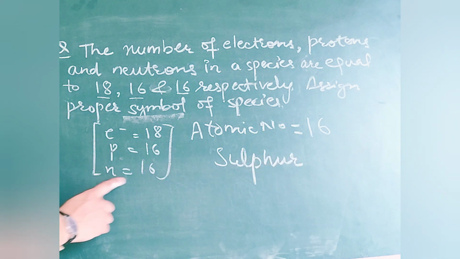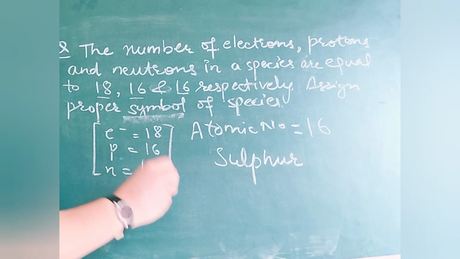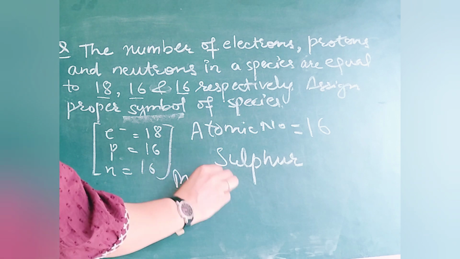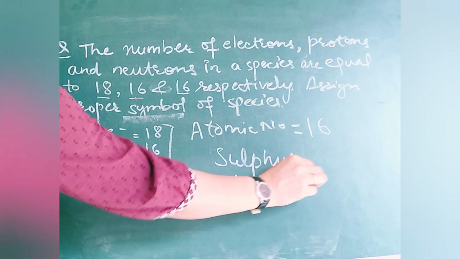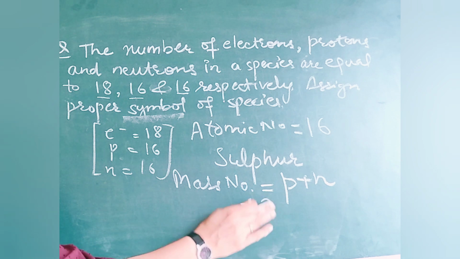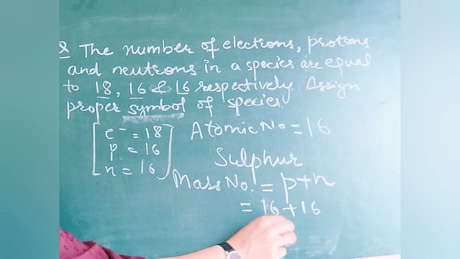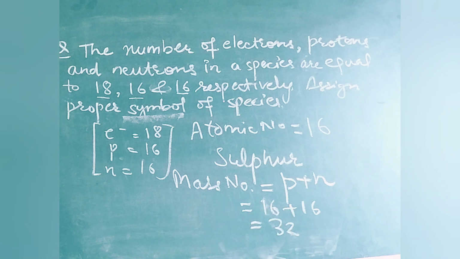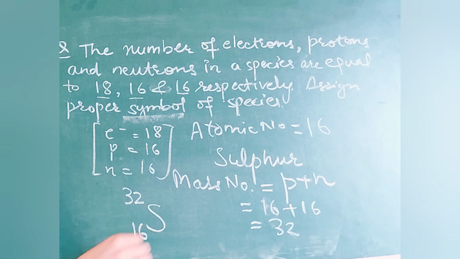Okay. Now they have given number of neutrons also. We know number of protons plus number of neutrons are equal to mass number. So mass number is equal to protons plus neutrons. So it will be 16 plus 16. That means 32 will be mass number. So our symbol will be sulfur. Here we are writing our mass number and here is our atomic number.